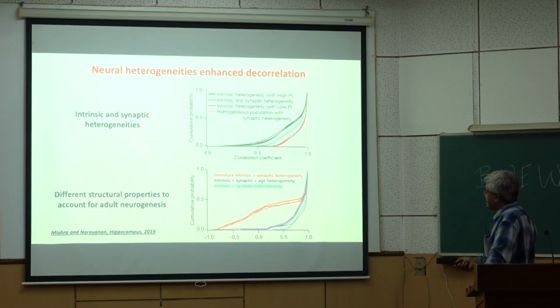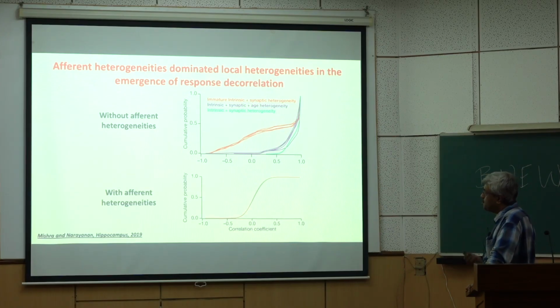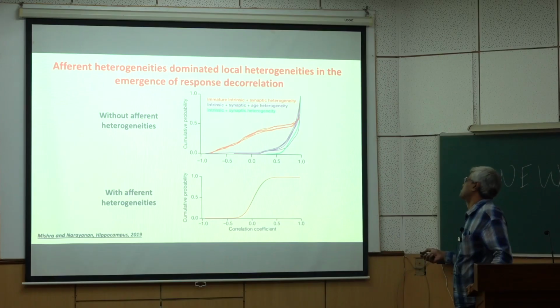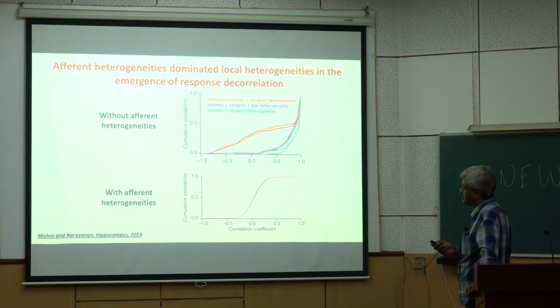This is exactly the same plot as this, right? This is a scenario where the inputs are exactly the same. There is no afferent heterogeneities. But when you do have afferent heterogeneities, what happens is that the local heterogeneities don't play as much of a role. They contribute almost nothing over here. It's the afferent heterogeneities that contribute majorly to the decorrelation that you observe.